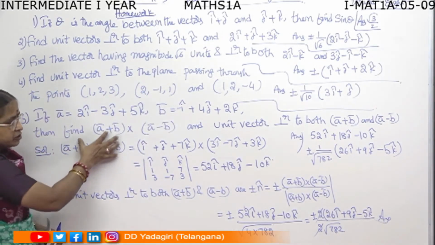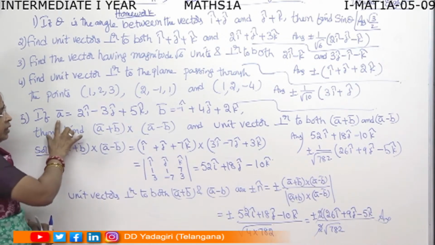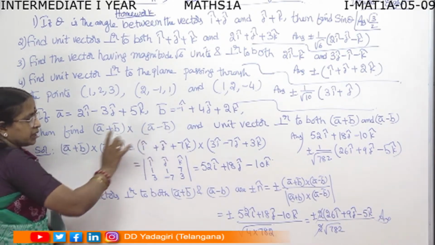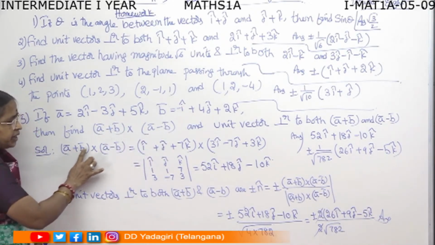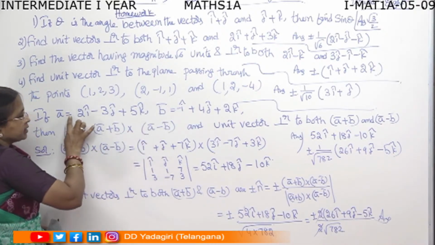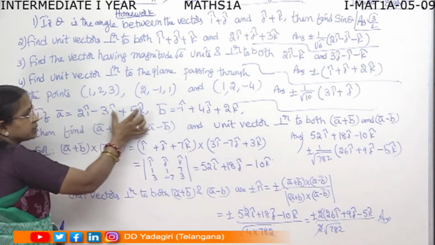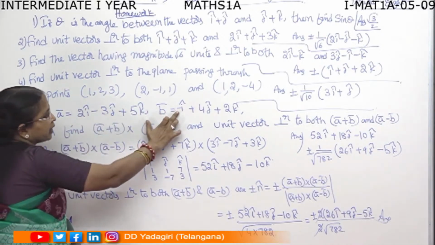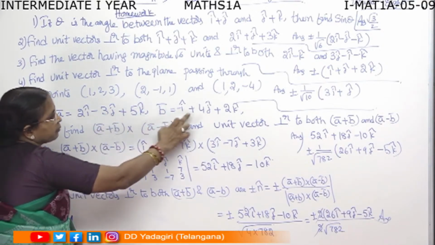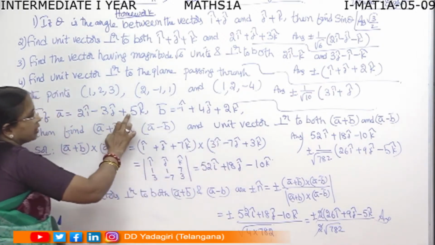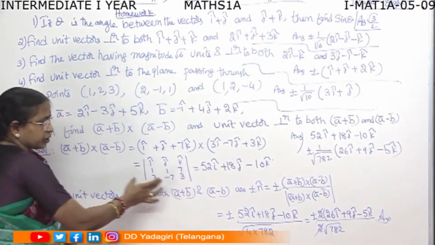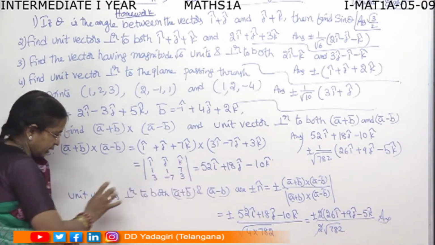Now here there is a difference, so I solved the complete problem. A and B are two vectors. Then find A plus B cross A minus B. So you first find A plus B, add them. A plus B you will get like this. And then A minus B, this is A minus B. Just subtract, 2 minus of minus 1 is plus. So 2 plus 1, 3i. Minus 3j minus 4j, minus 7j. And then plus 5j minus 2k, 3k. So now take the cross product, find the determinant, simplify, you'll get like this.